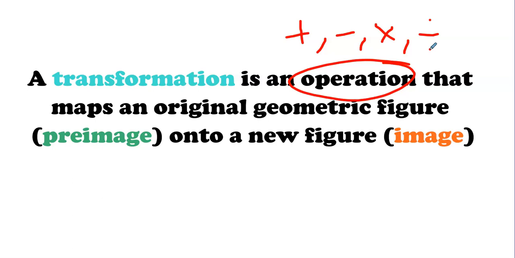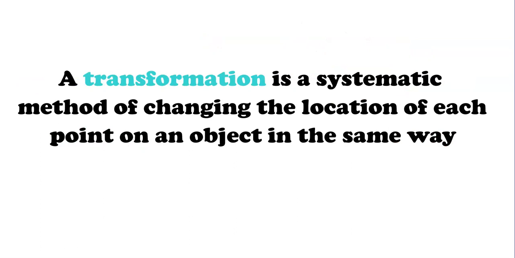And so, as far as a transformation being an operation, what that means is that a transformation is a fixed, systematic way of doing things that applies the same in every circumstance, depending on the transformation we're using. And that it's going to take an original geometric figure, called the preimage, do something to it, translate, reflect it, or rotate it, and it's going to produce a new figure that we call the image. Said differently, a transformation is a systematic method of changing the location of each point on an object in the exact same way. Go ahead, pause the video, copy down this description of a transformation, come back when you're ready to see the first type of transformation that we're going to see, namely a translation.